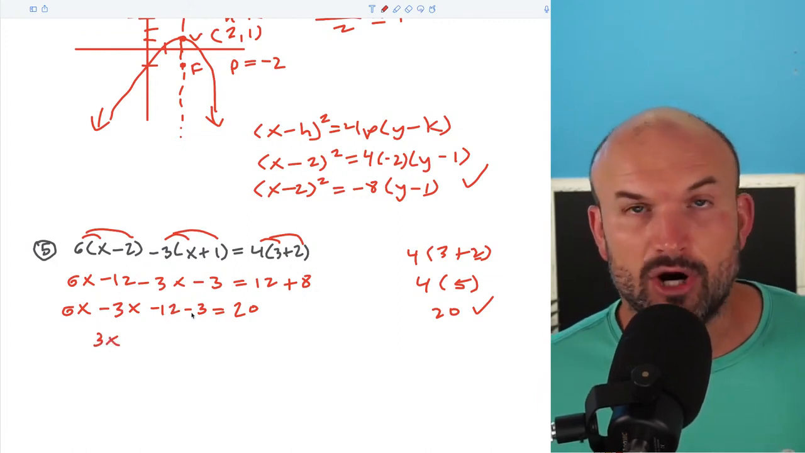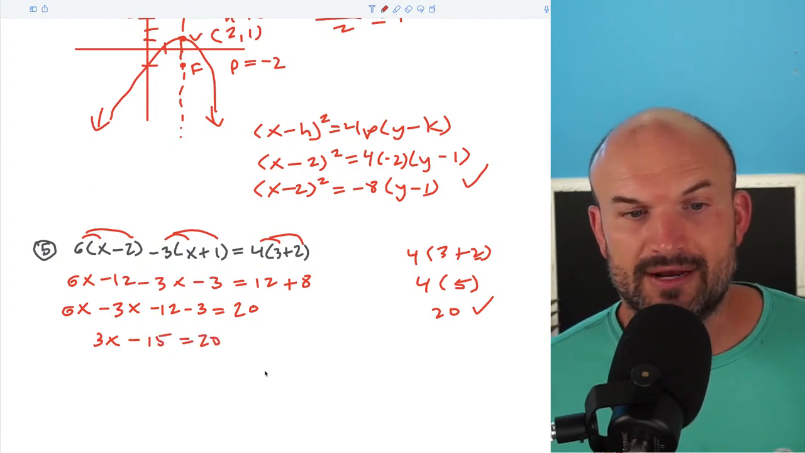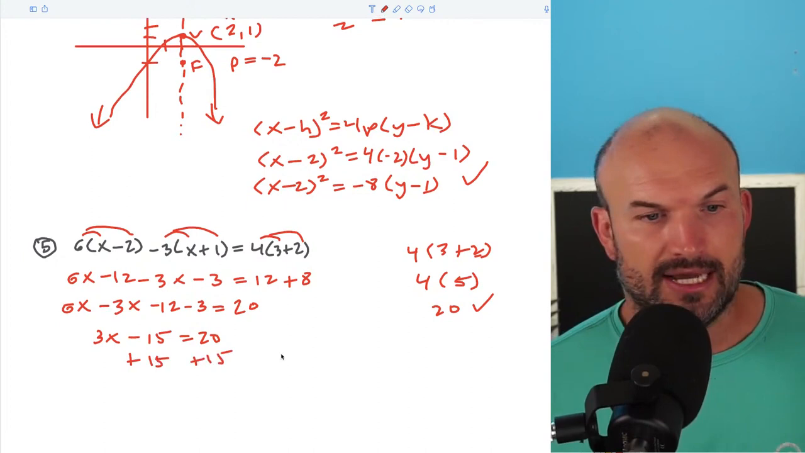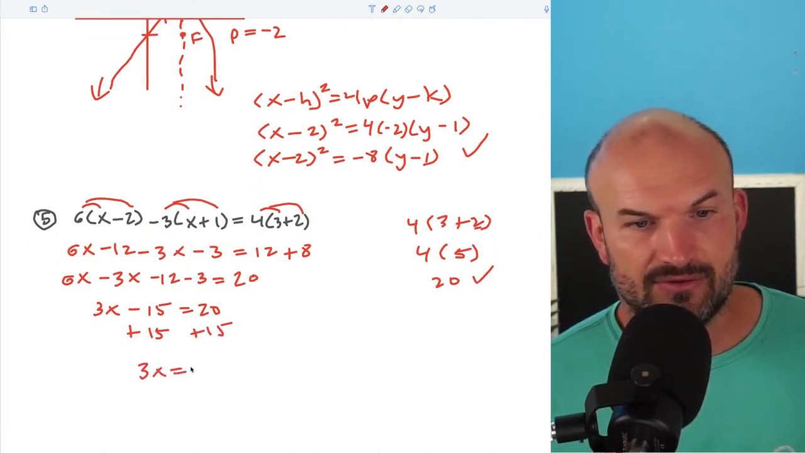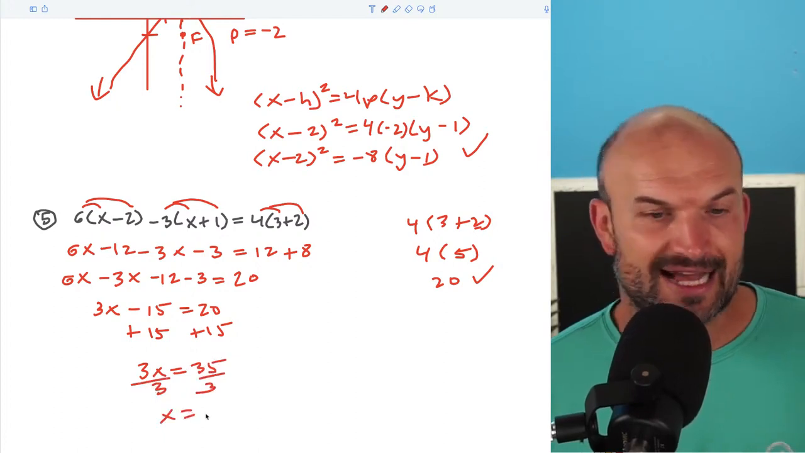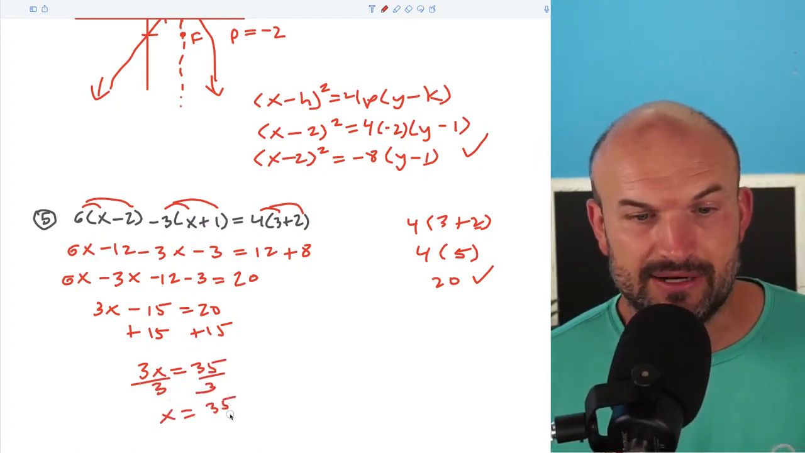And if you owe me $12 and you borrow $3 more, you now owe me $15. And that equals 20. Okay, so now I will add a 15. And then I get a 3x equals a 35 and divide by a 3. And x equals a 35 over 3. That is how I would like the answer to be written.